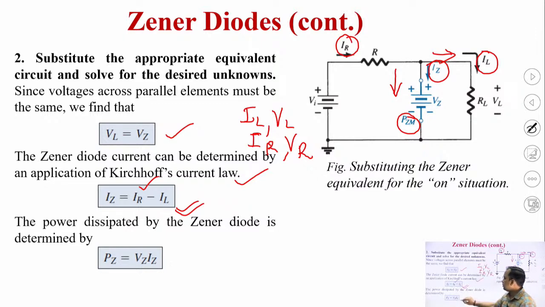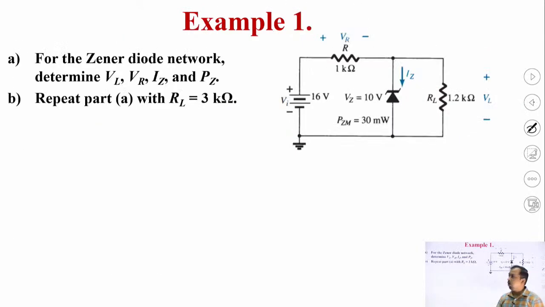Also, the power dissipation by the Zener diode is determined by Vz multiplied by Iz, meaning the Zener voltage multiplied by the Zener current. These are the steps for how we can analyze a regulator circuit under the first case. Now based on this first case, we will see a small numerical here.